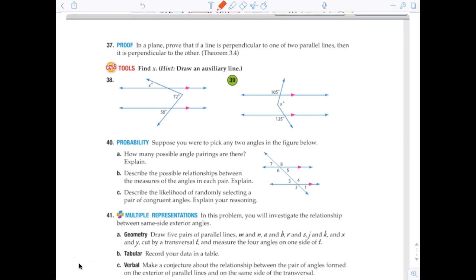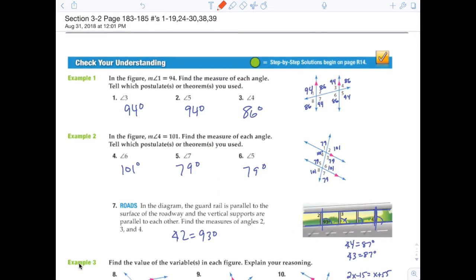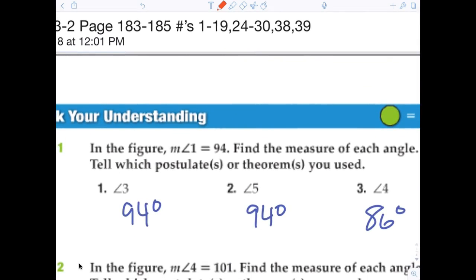Now, I don't really think we're having too many other issues. All right, I think that's good for today. You guys should be able to zip through that pretty easily. All right, get busy. I'll put it right here. This is what I want you to do: 1 through 19, 24 through 30, 38, 39. Get busy, get busy, get busy.